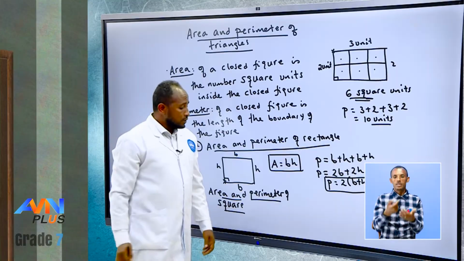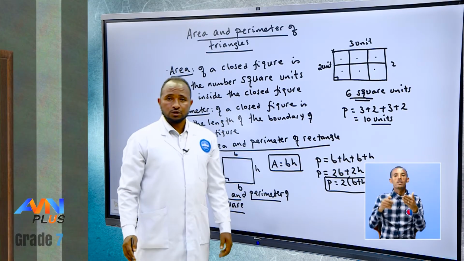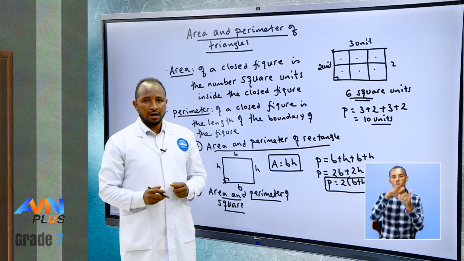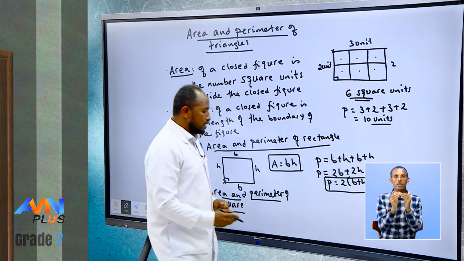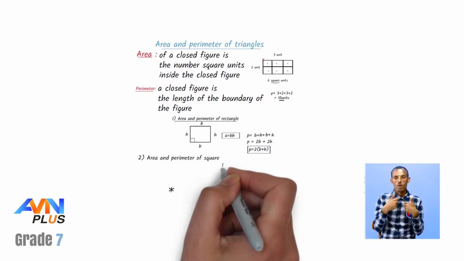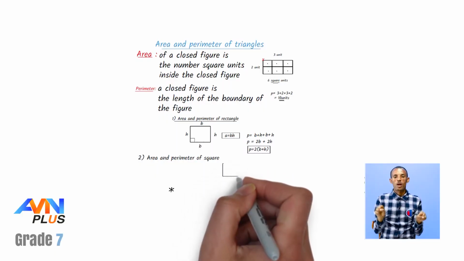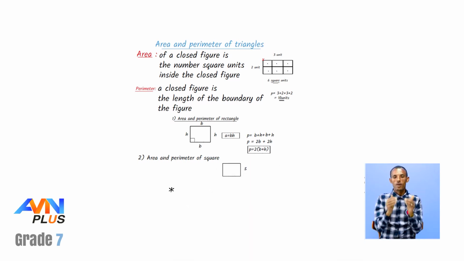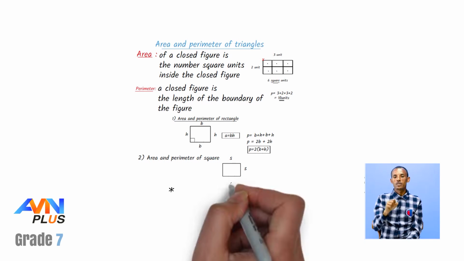In this case, I think you know what a square is. A square is a rectangle in which all of its sides are congruent. Therefore, if you have this square, all its sides are the same. Let's assume it is S. All its sides are the same.